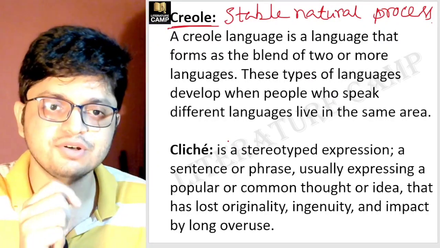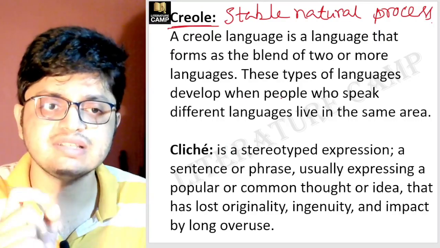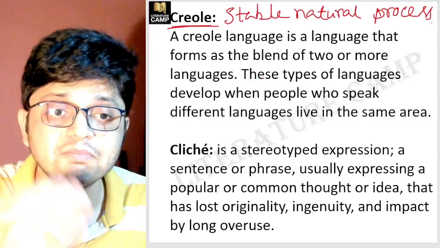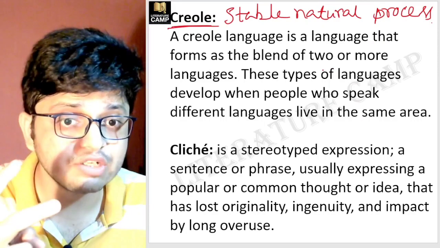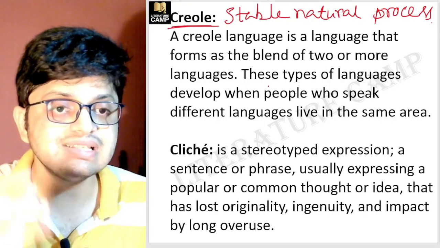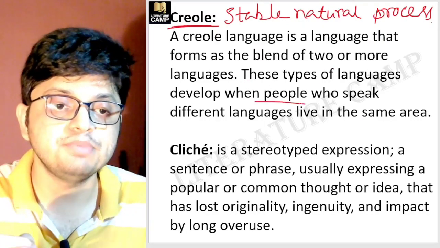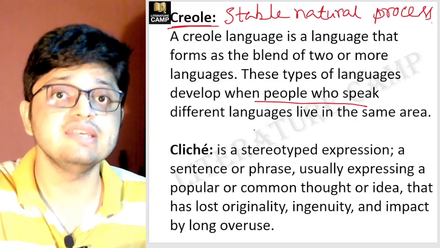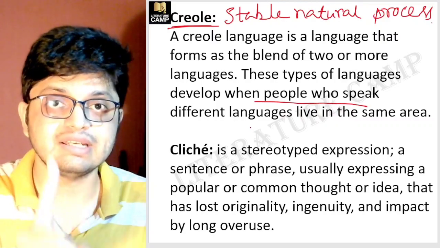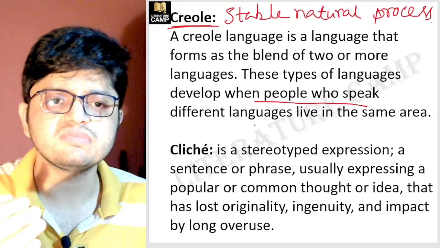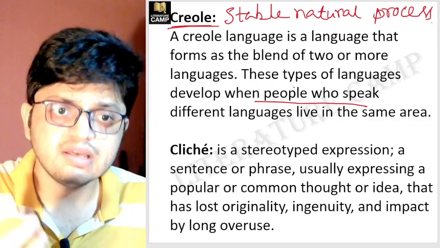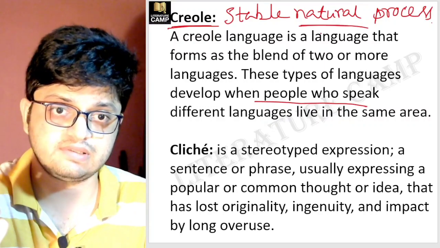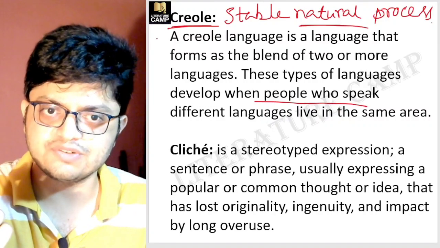All right. So a Creole language is a language that forms as a blend of two or more than two languages. These types of language develop when people who speak different languages live in the same area. But do not forget, it is not something unnatural. It's a stable, natural process. I hope you have understood, right?